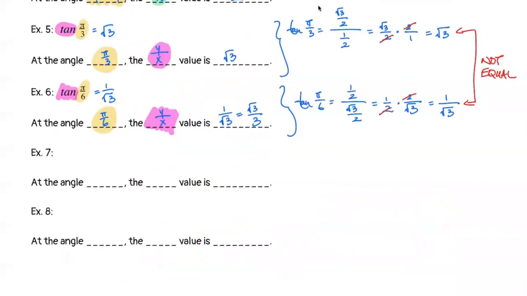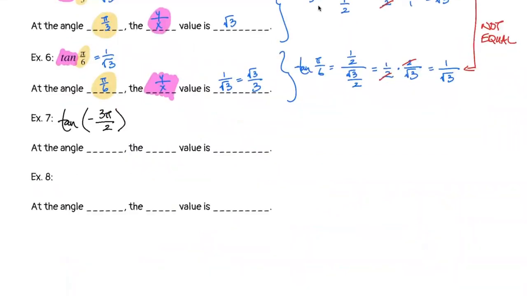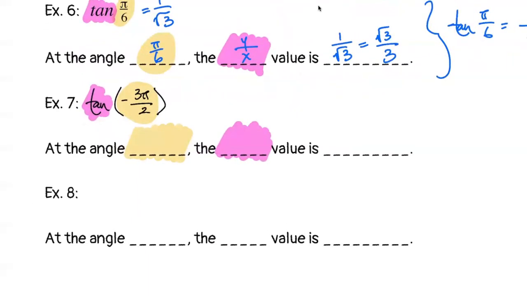So let's try maybe this. Let's do tangent of -3π/2. Yeah, tangent of -3π/2. All right, -3π/2, not explicitly on our unit circle. So someone translate that for me. What angle am I actually looking for?